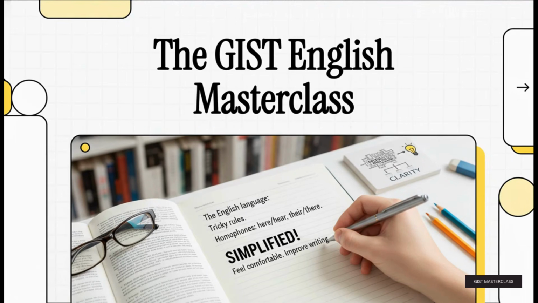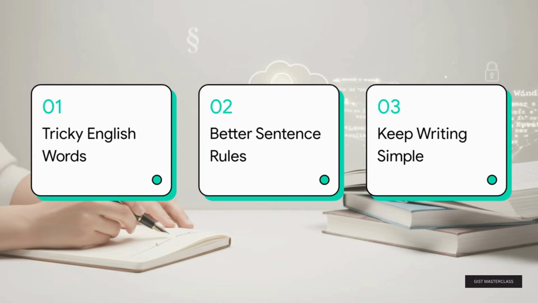Today, we're taking a look at something that honestly gives a lot of people a real headache: the English language itself. I mean, sometimes the rules just don't make any sense, right? Or you've got words that sound exactly the same but mean totally different things. It can be super confusing. But hey, don't worry. By the end of this explainer, you're going to feel so much more comfortable with your writing. Okay, let's dive into this.